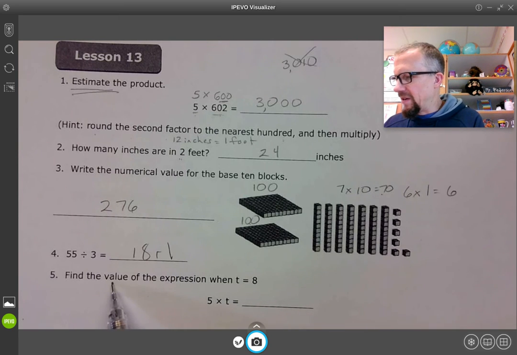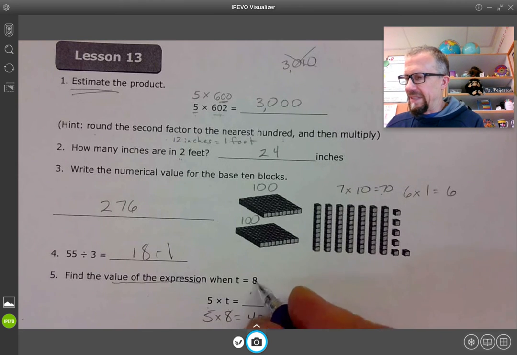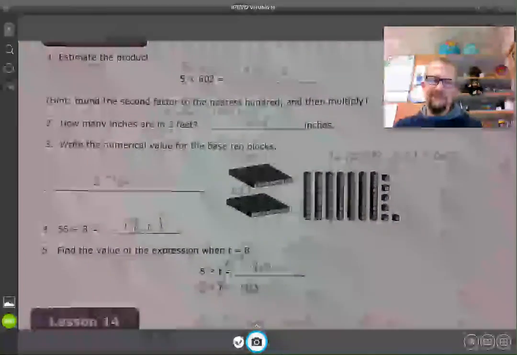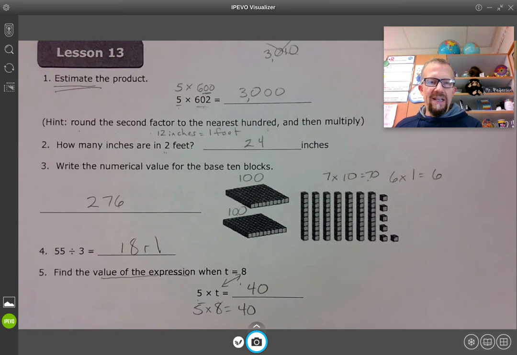The value of the expression. The value of the expression just means what's it worth if we say 5 times t, and t is going to be an 8. So 5 times 8 equals 40. So if t is 8, the value there is 40. And that's all there is for lesson 13.